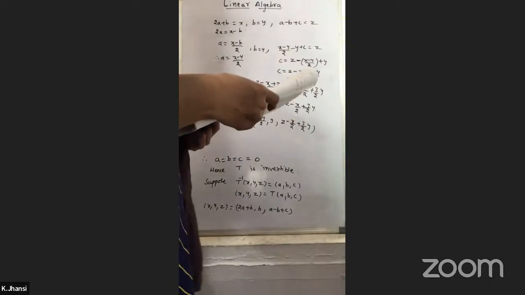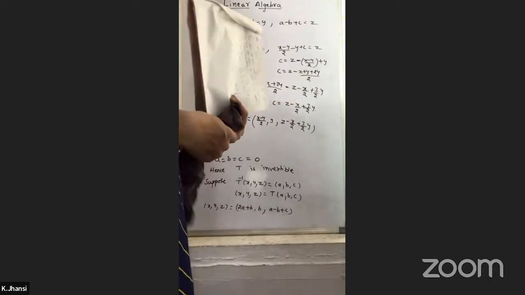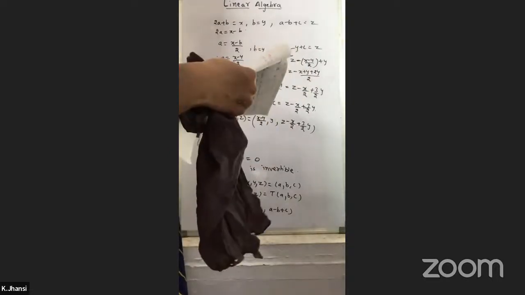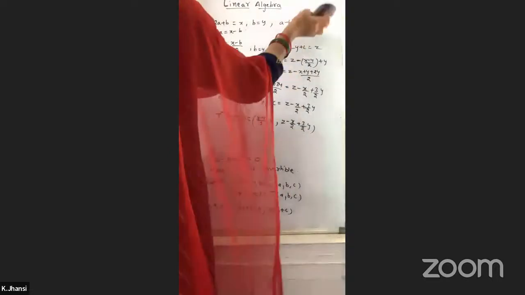So next, we have to find the linear operator. On that, you will have one problem in the 6th unit. You have this concept.